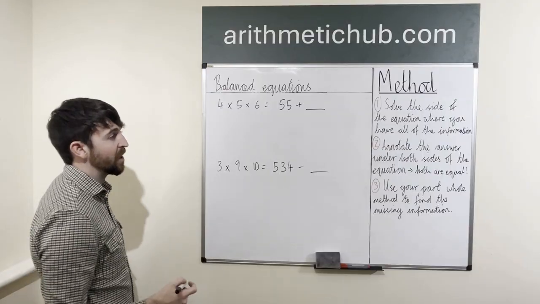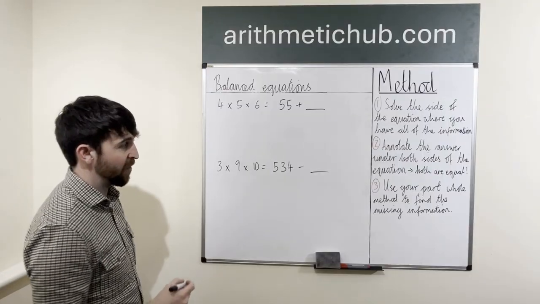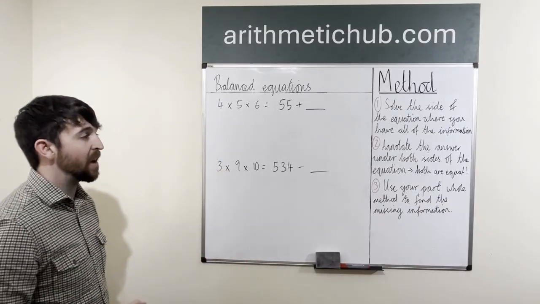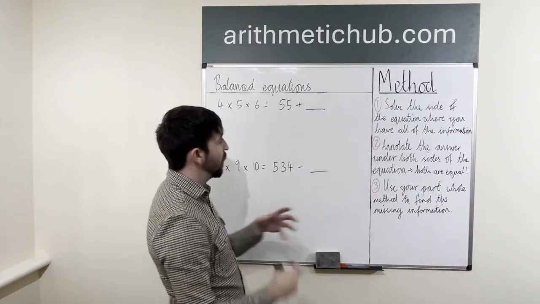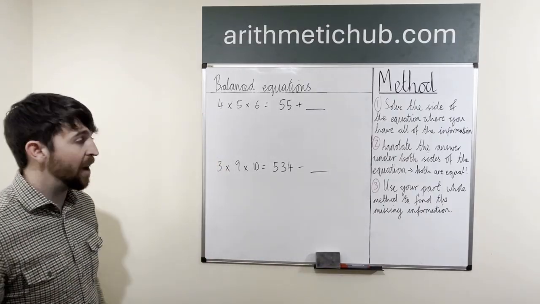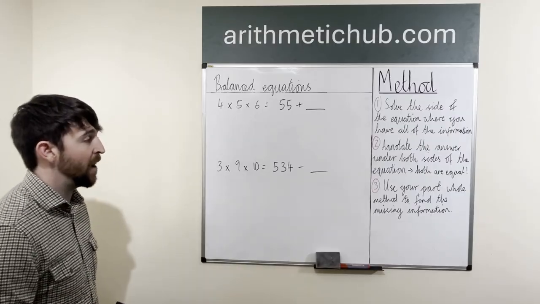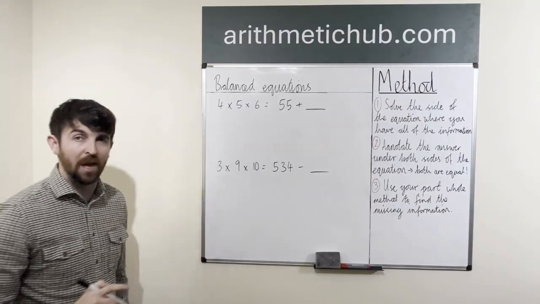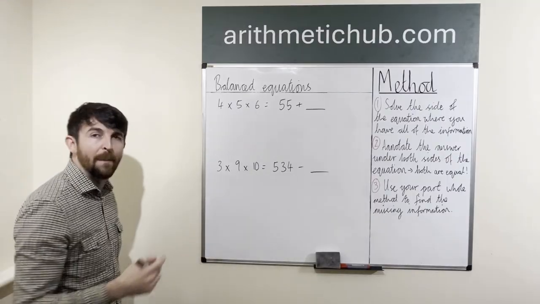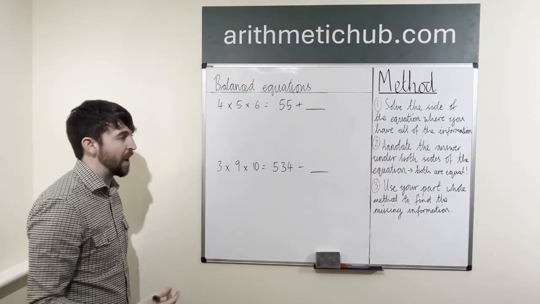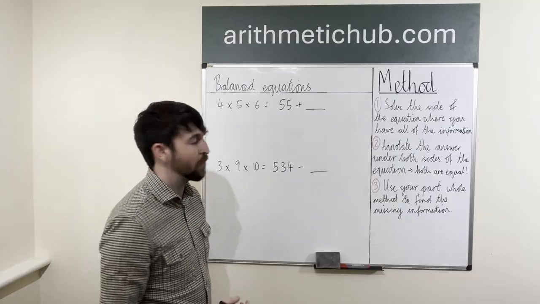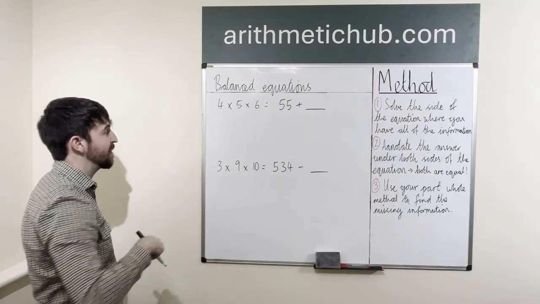So solve the side of the equation where you have all of the information is the first thing we're going to do. The next part says, annotate the answer under both sides of the equation. Both are equal, that's what we've been talking about there. And then finally, use your part-whole method to find the missing information. Again, this is another one where it's great to be able to check in with the eye test. Does that make sense? Does it look like it's about right? Because sometimes we can rule something out straight away, can't we, by going, it doesn't pass the eye test.